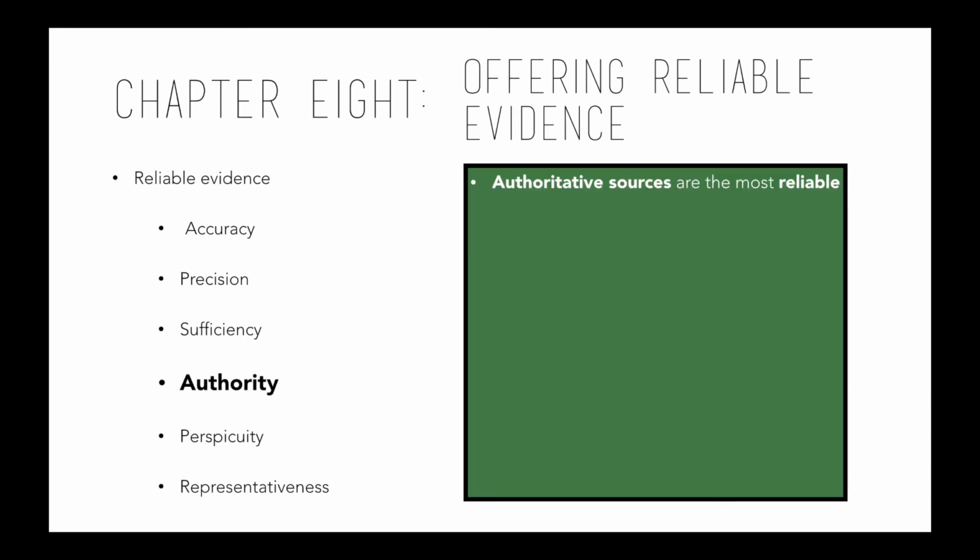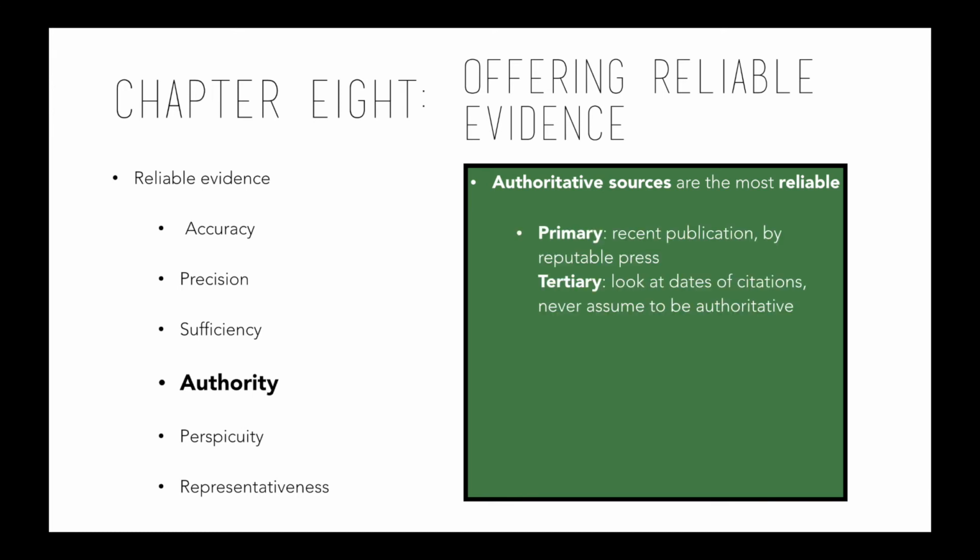Evidence coming from authoritative sources is the most reliable. When using primary sources, make sure that the publications are recent and are by a reputable press. When using tertiary sources such as encyclopedias and mass circulation publications, never assume that they are authoritative, and look at the dates of the citations in its bibliography. Remember that authoritative again varies by field. In the sciences, out of date could be a month ago, but in the humanities, a book more than a century old may still be judged as reliable.